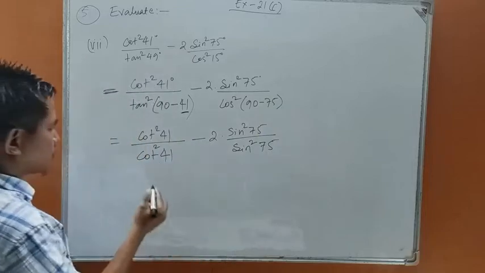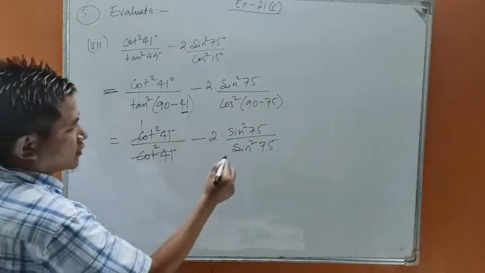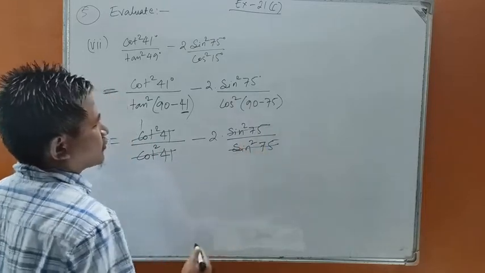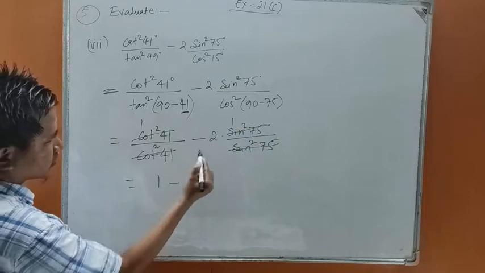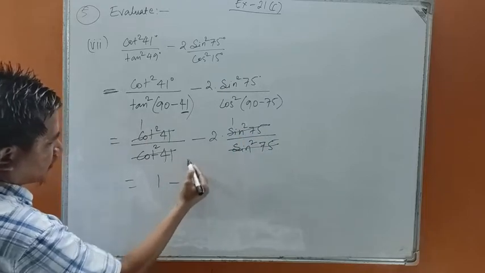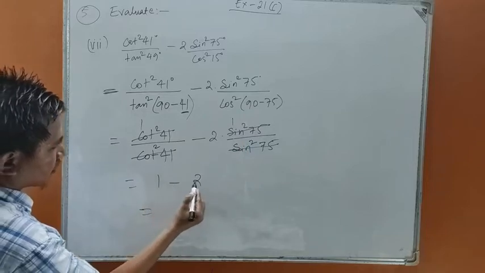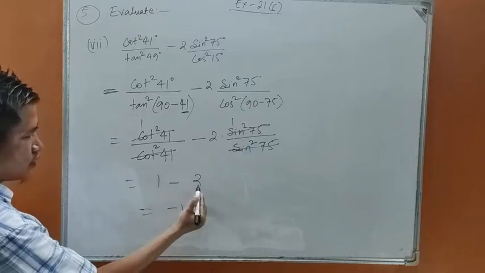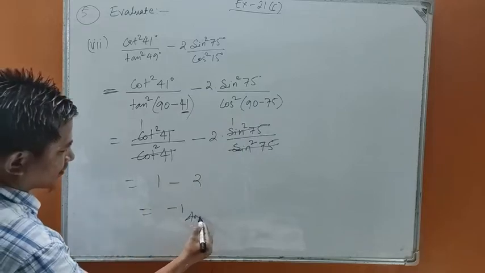So cot square 41 can be cancelled. We have 1 here. Sine square 75 and sine square 75 cancelled, 1 here. So 1 minus, this minus comes here, minus 2 ones are 2. So plus 1 minus 2 is minus 1, isn't it? 2 minus 1 is 1, the sign of the greater number comes here. So this is the answer.